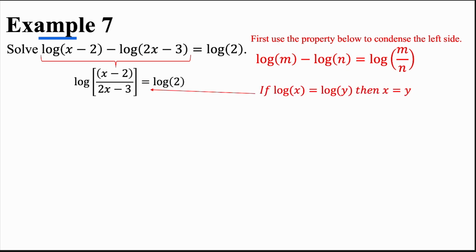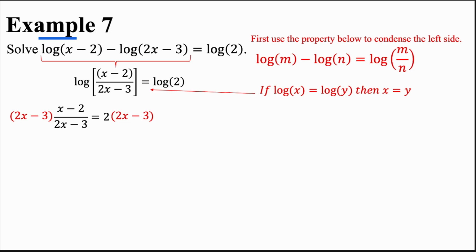We can then state that according to this property right here, if you have a logarithm x equals a logarithm y, well, the only way those two could be equal is if x equals y. That is, if what's inside the parentheses are equal. So for those two to be equal, what's inside the parentheses must be equal as well. So we set what's inside the parentheses equal to one another.